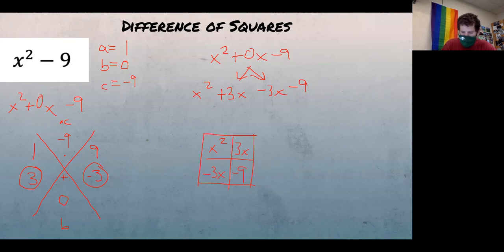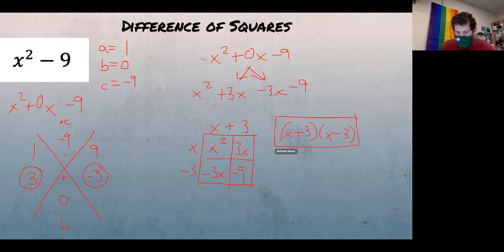All right. So for the first column, what's a common factor? Yeah. X. For the second column, what's a common factor? 3. For the first row, what's a common factor? X. And then for the second row, we have -3. There it is. All right. So now we've got our two factors, x plus 3 and x minus 3. So that's the long, full version of how we get our factors.